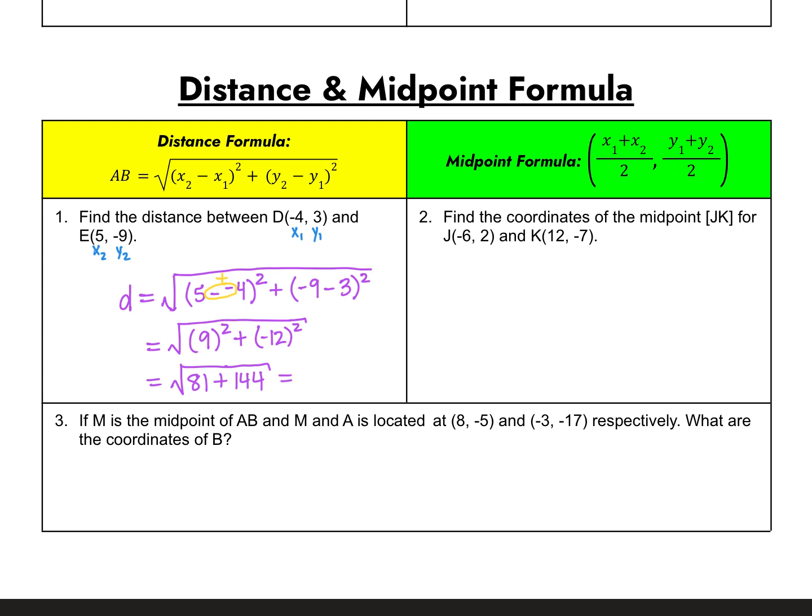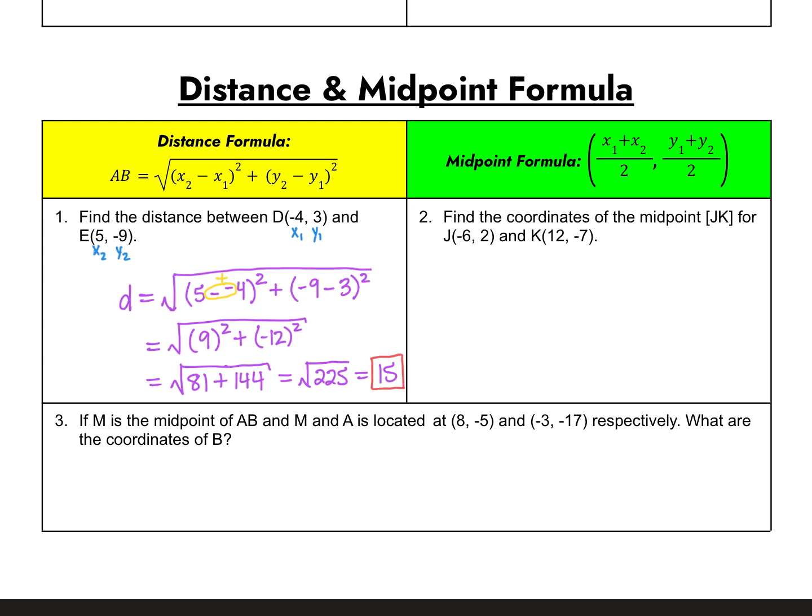And we know that the square root of 81 plus 144 is going to end up being the square root of 225. And if I take the square root of 225, I will end up getting 15.